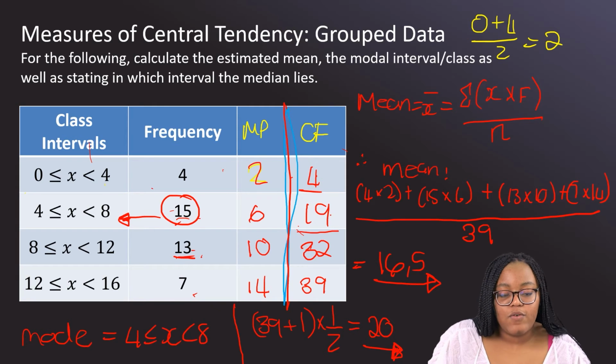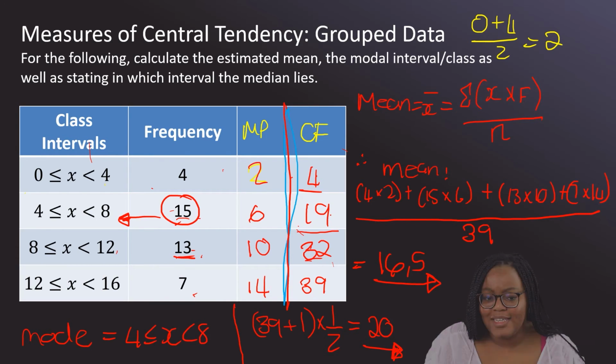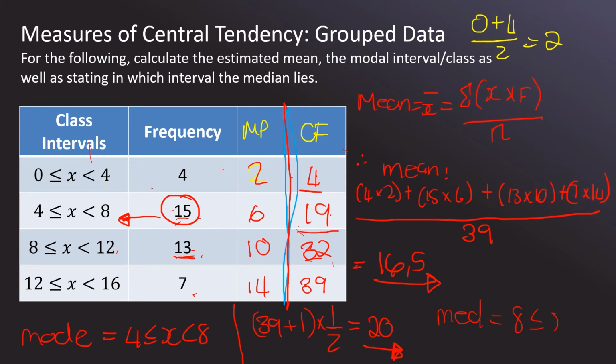Therefore, our median interval must be our third interval, that is between 8 and 12, because between 8 and 12 we will find our 21st value, that is between 19 and 32. So the median interval is going to be between 8 and 12.